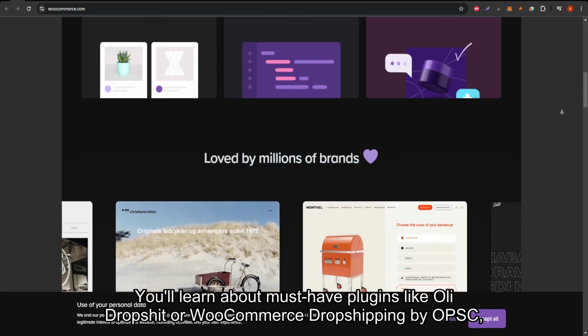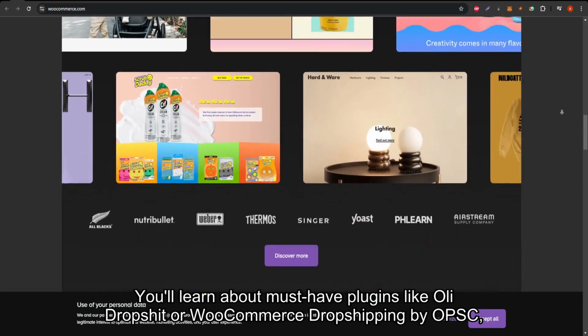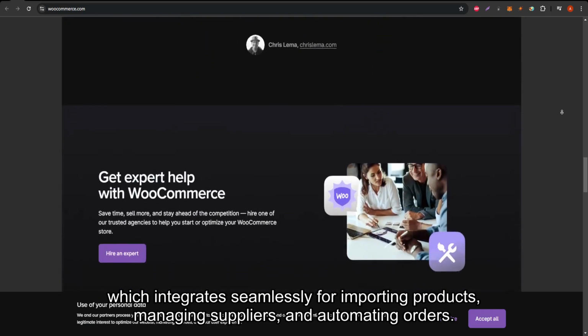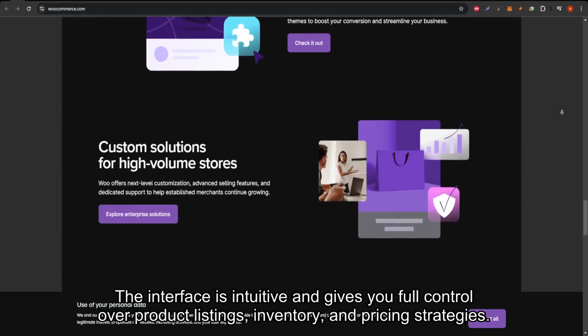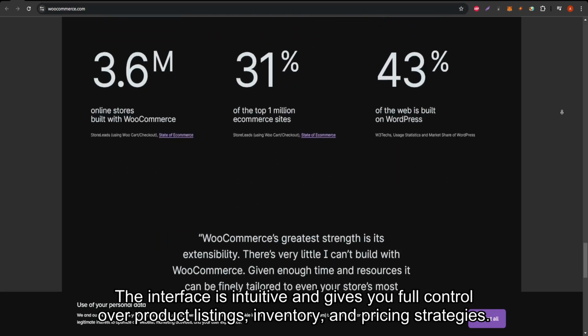You'll learn about must-have plugins like Ollie Dropship or WooCommerce Dropshipping by OP&C, which integrate seamlessly for importing products, managing suppliers, and automating orders. The interface is intuitive and gives you full control over product listings, inventory, and pricing strategies.